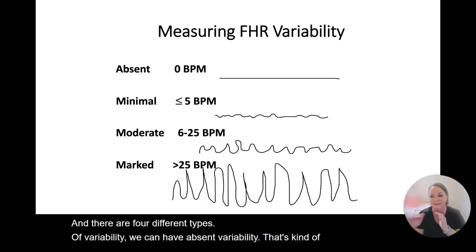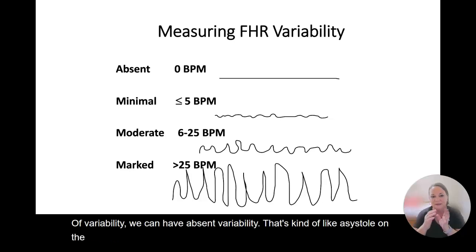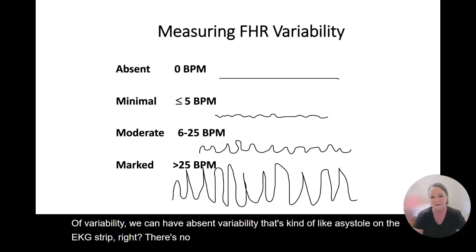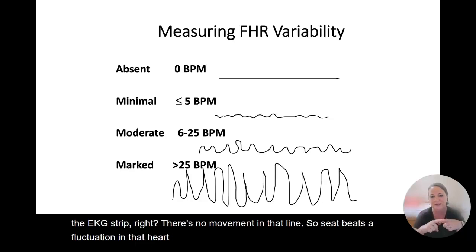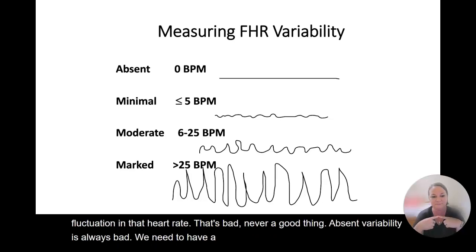That's kind of like asystole on an EKG strip, right? There's no movement in that line. So 0 beats of fluctuation in that heart rate. That's bad, never a good thing. Absent variability is always bad.